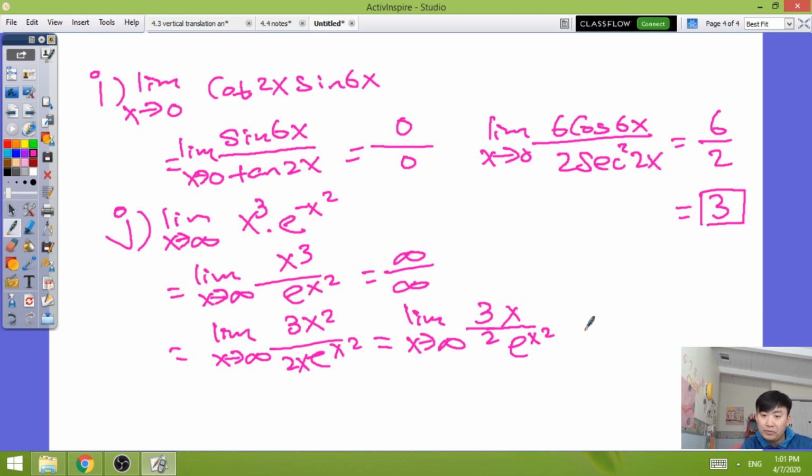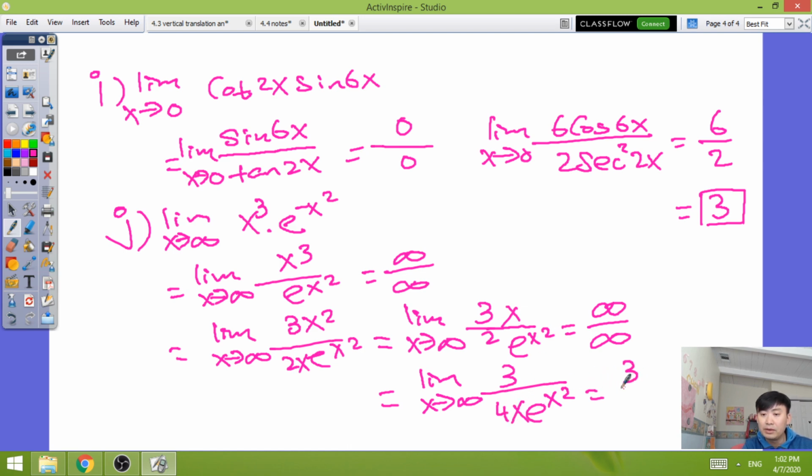Just plug in infinity, and we have infinity over infinity again. So take the derivative one more time. The derivative of 3x is 3. And down the bottom we have e to the power of x squared again, but don't forget to multiply by 2x, so 2 times 2x gives you 4x. So we have 3 over infinity, so eventually the limit is going to be 0. Alright?